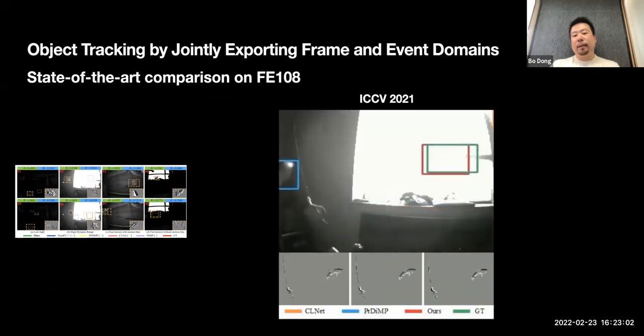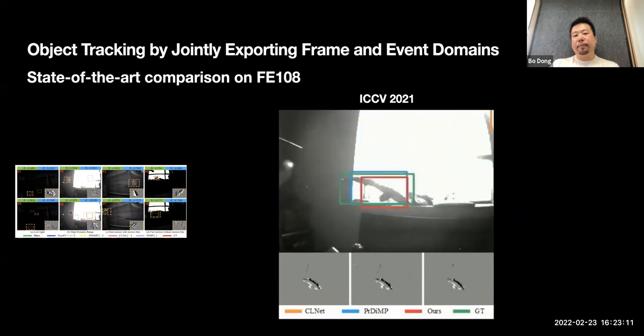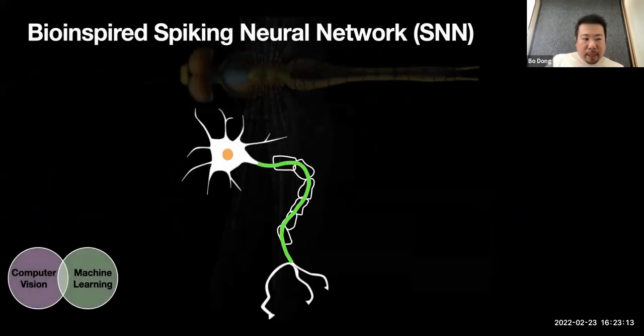This is a video to show some results. And this paper was published in ICCV 21st. All right, so I think I've described the vision side. Now let's go to the processing side, bioinspired processing.